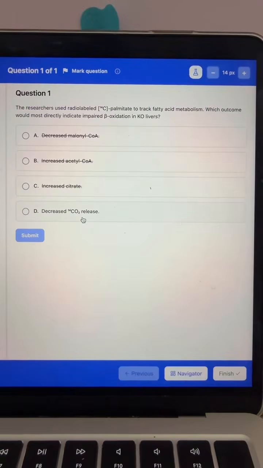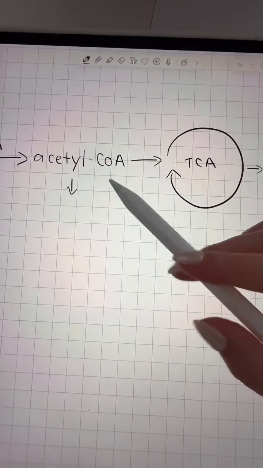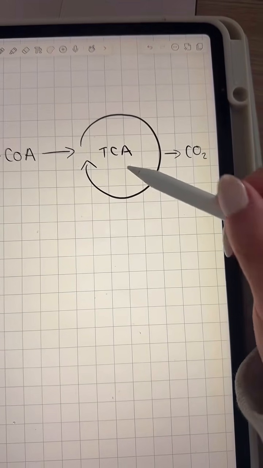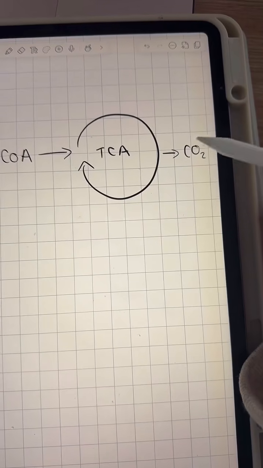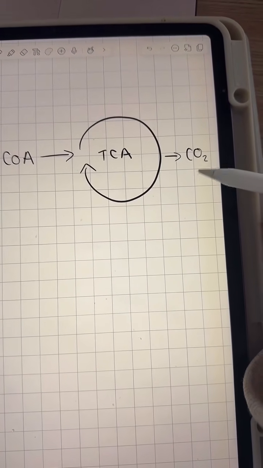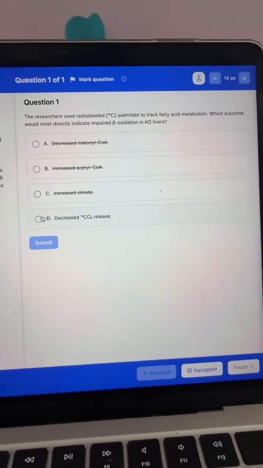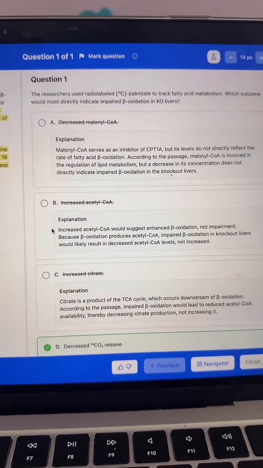Choice D says decrease CO2, and this one's a little tricky, but we have to think in multiple steps. Because we have less acetyl-CoA, and acetyl-CoA goes to the TCA cycle, we'll decrease the overall flux of the TCA cycle, so we'll make less of whatever products it makes. CO2 is one of the products of the TCA cycle, so it's one of the effects downstream that we'll see from decreased beta oxidation. For that reason, D is correct.